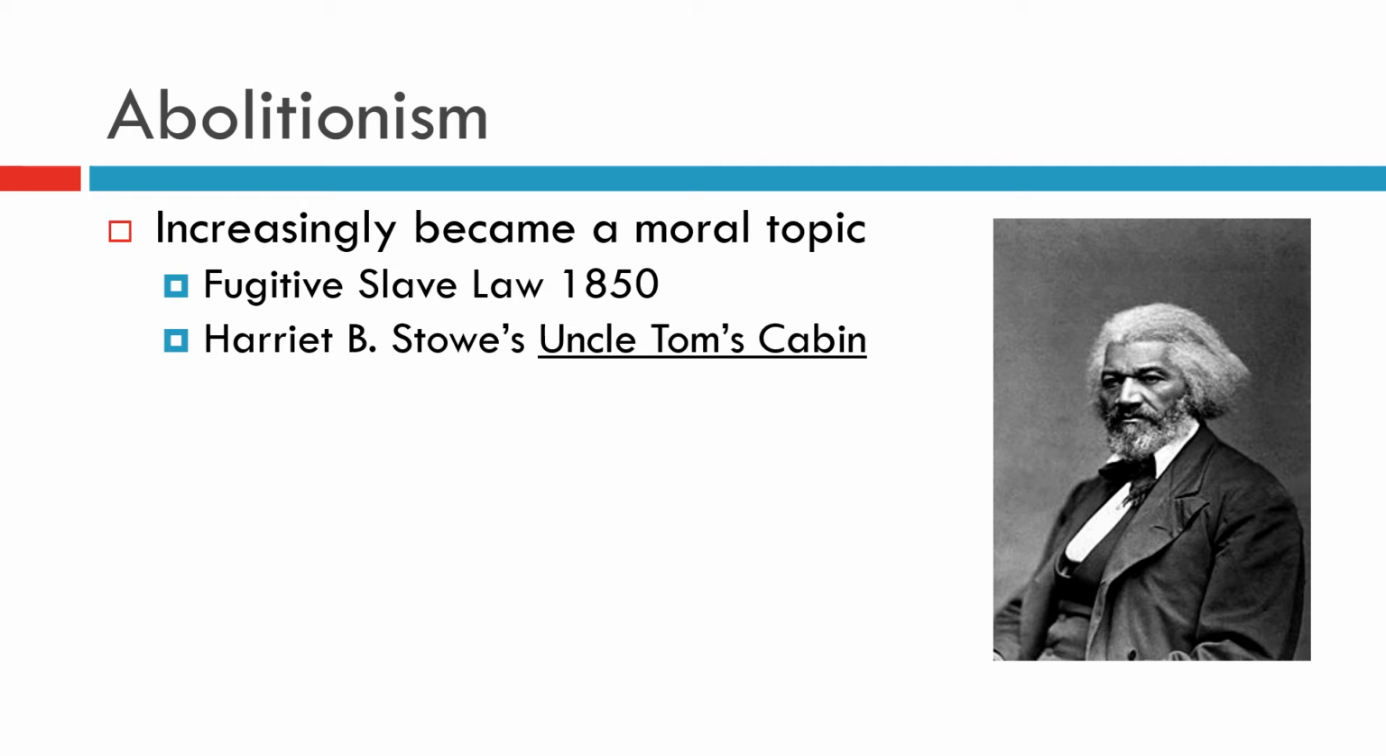So let's look at a couple of things that help to radicalize this movement. The Fugitive Slave Law of 1850, of course, a part of the Compromise of 1850, certainly upset Northerners who now were expected to help return runaway slaves, as well as Harriet Beecher Stowe's Uncle Tom's Cabin, written in 1852, which was one of the most important books in American history, as people in the North who had no previous exposure or experience with plantation life saw the harsh reality of that experience.